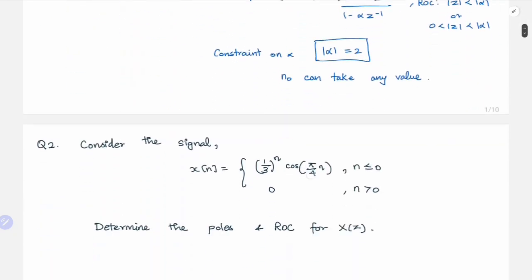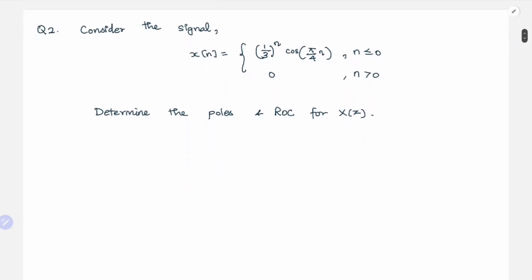Okay, moving on. Second question. Consider the signal x of n equal to 1 by 3 power n cos pi by 4 n for n less than or equal to 0 and 0 for n greater than 0. Determine the poles and ROC for x of z. So x of n, I can write it as 1 by 3 power n. Cos pi by 4 n I can write as e power j pi by 4 n plus e power minus j pi by 4 n by 2, into u of minus n.